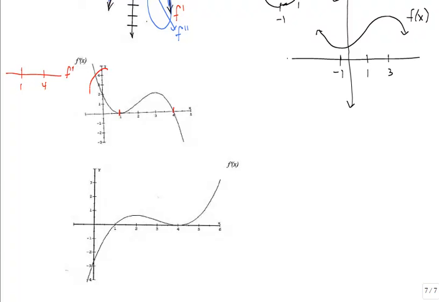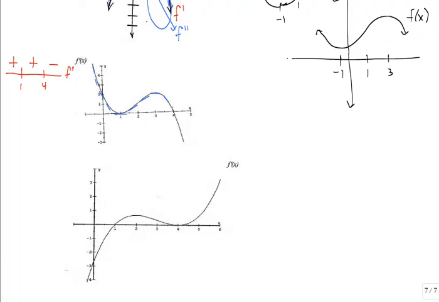To the left of 1, these are all positive y values, so I put a plus. Between 1 and 4, again, these are all positive. But after 4, these become negative. So that's how I figure out my number line for f prime. Now I need to figure out my number line for f double prime, which requires knowing the graph of f double prime first. So to figure that out, we're going to sketch in those little tiny tangent lines.